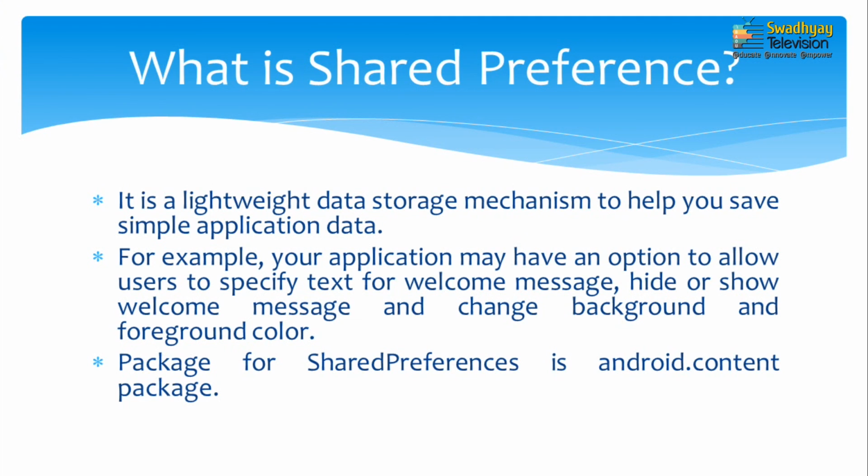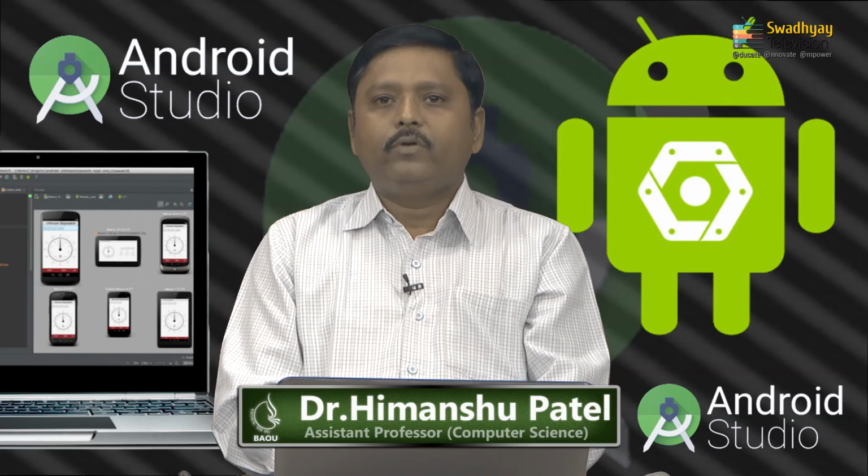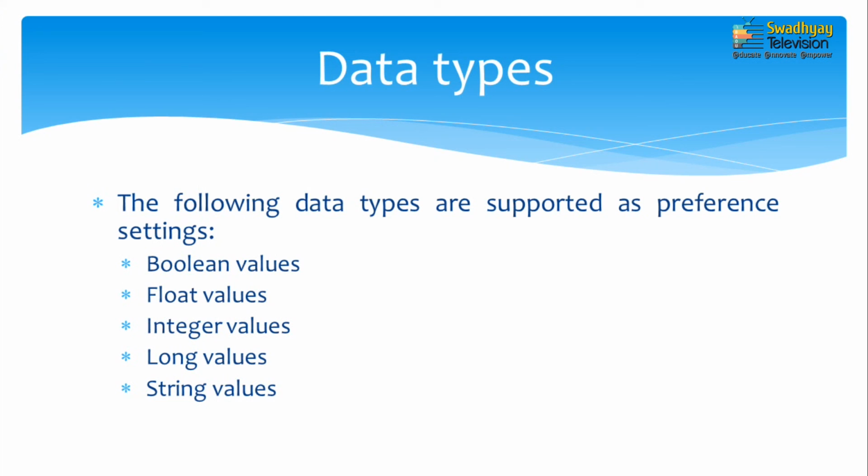Shared preference is a class. So, package for shared preference is android.content. You have to import this package for using shared preferences. What type of value we can store in shared preferences? The answer is you can store boolean values, float values, integer values, long values or string values. Any of these value can be stored as a user preference.